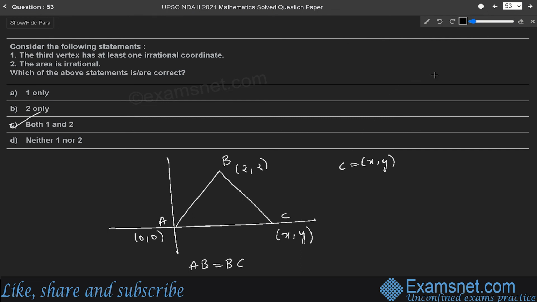I hope this question is clear to you. In this question, all you have to do is equate the sides which are equal, put the values according to the vertices given, and you will find that the statement is correct.